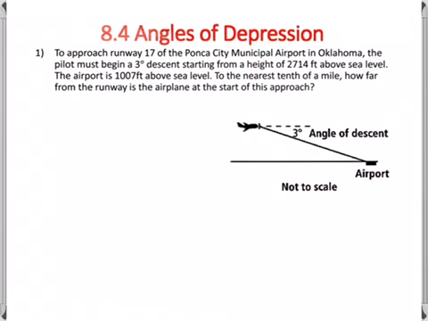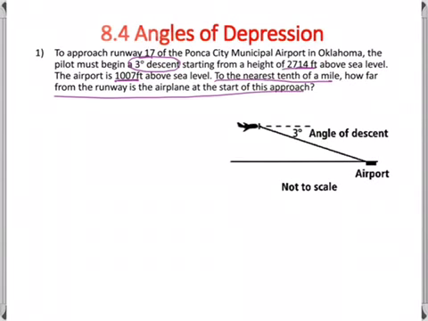Next problem. To approach runway 17 on the Ponca City Municipal Airport in Oklahoma, the pilot must begin a 3-degree descent. Descent is essentially your angle of depression, starting from the height of 2,714 feet above sea level. The airport is at 1,007 feet above sea level. To the nearest tenth of a mile, how far from the runway is the airport at the start of its approach? Here they want us to change our units of measurement from feet to miles. We're not actually going to worry about that right now. We're just going to find it in terms of feet.